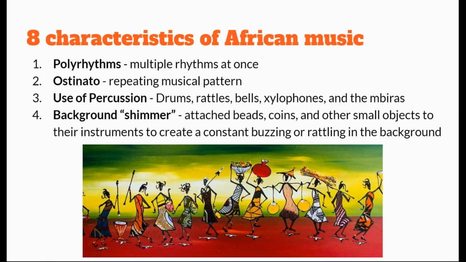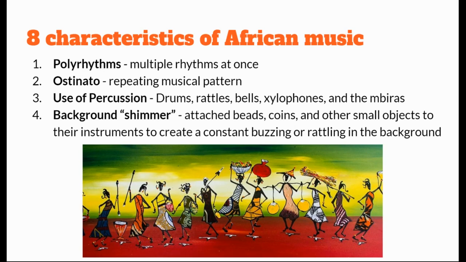So the first one is polyrhythms, and that basically is a fancy word that means there's multiple rhythms going at once. In a lot of Western music, you have a simple beat and then everything is coming out of that beat. Whereas in African music, you often have multiple percussive instruments going at once and they're not playing the same rhythm. Ostinato is a repeating musical pattern.